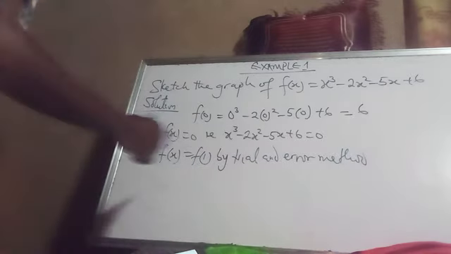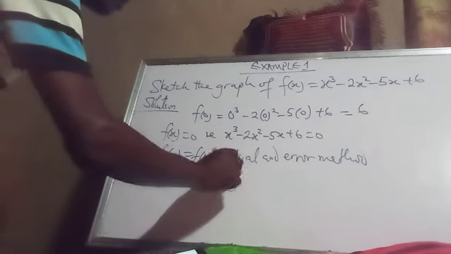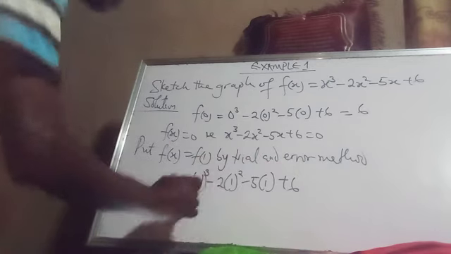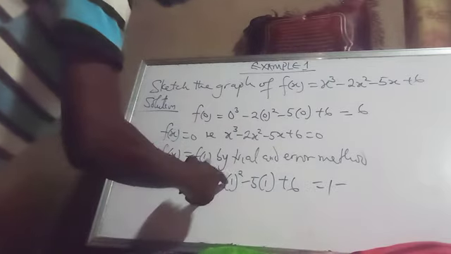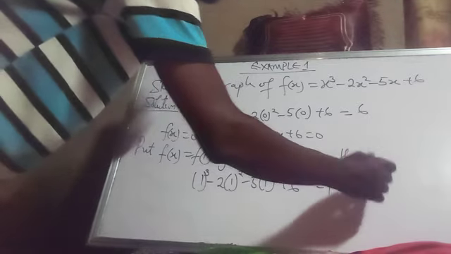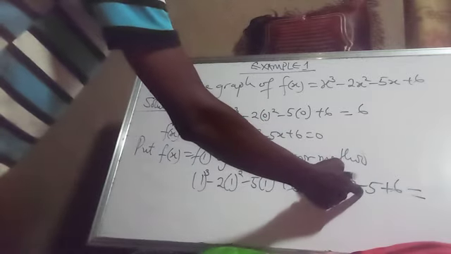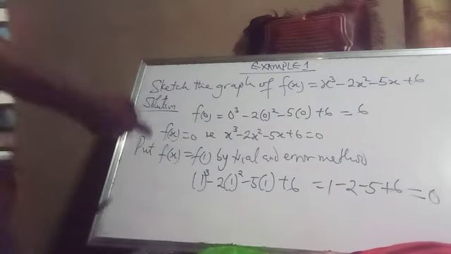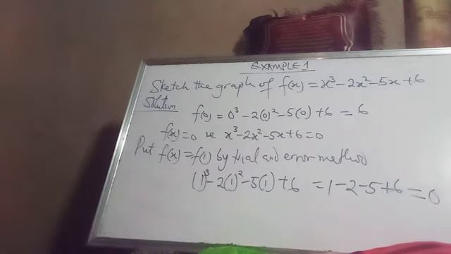Okay, now let's try. So we have 1 cubed minus 2 multiplied by 1 squared minus 5 multiplied by 1 plus 6. So that will give us what? This will be 1 minus 2 times 1 squared, that's 2. Then minus 5 times 1, that's 5. Plus 6. I think that will give us 1 minus 2 is minus 1. Minus 1 minus 5 is minus 6. Minus 6 plus 6, that's 0. Fine. So that means x equals 1 is going to work as our divisor.